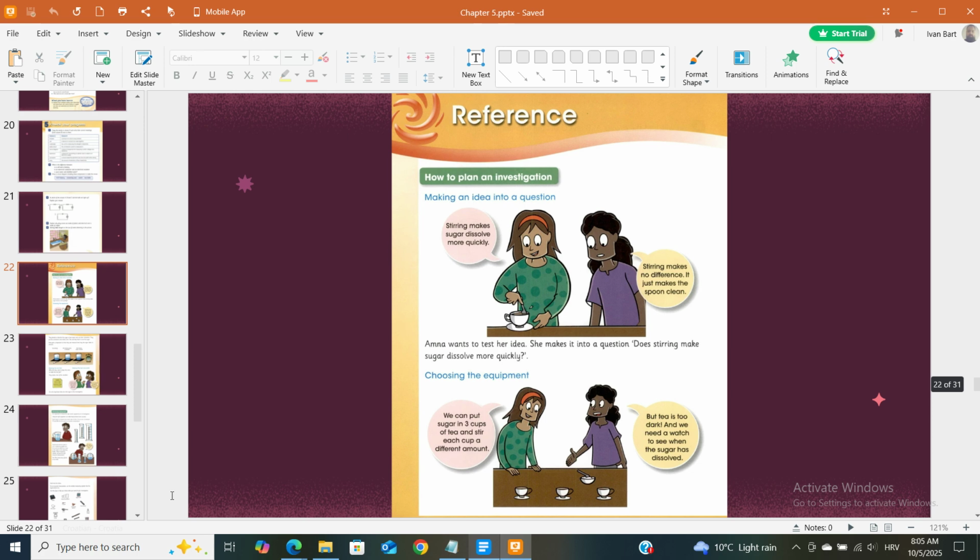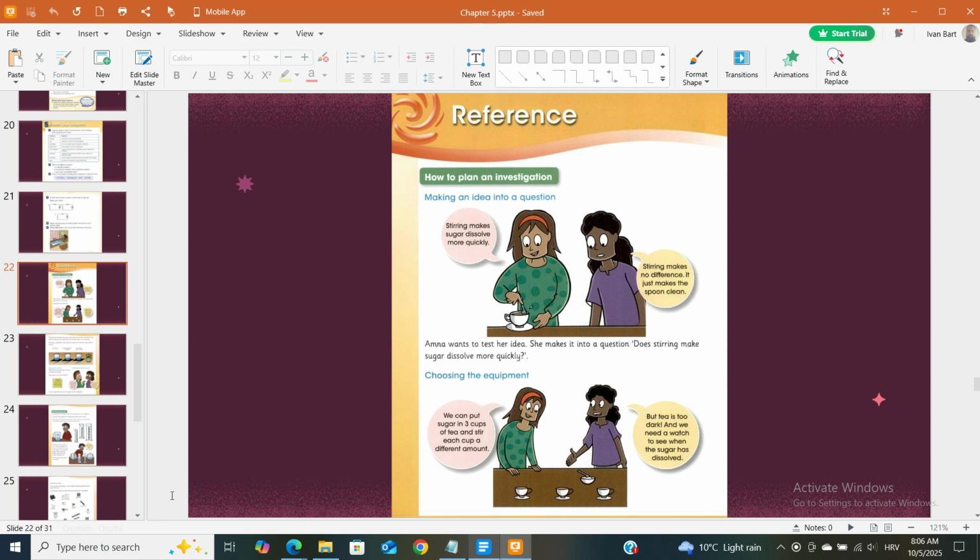Reference. How to plan an investigation. Making an idea into a question. Stirring makes sugar dissolve more quickly. Stirring makes no difference. It just makes the spoon clean. Amna wants to test her idea. She makes it into a question: Does stirring make sugar dissolve more quickly?